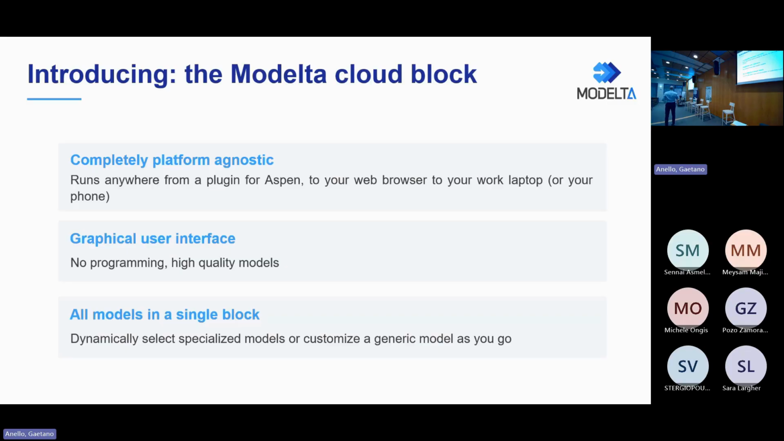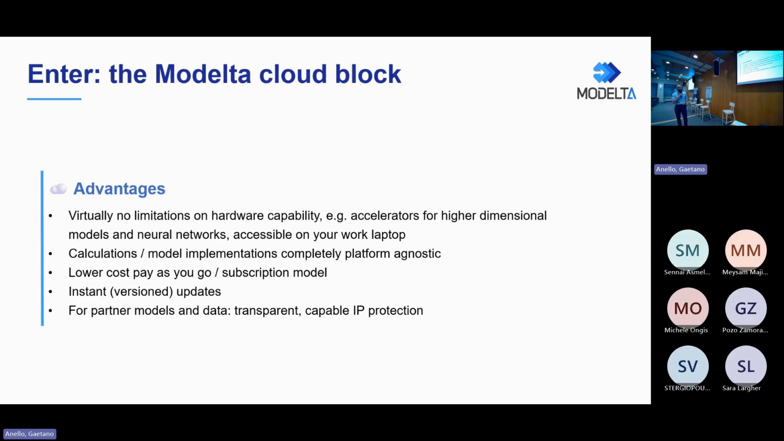So you can run it anywhere. Actually, you can even run it in your web browser if you wanted to, or on your phone, or maybe on a PLC or your fridge if you like. So you can really run it anywhere. It has a graphical user interface that you can use. You don't have to do any programming anymore. And it's all in a single block. So from our one block, you can select your Palladium model, or you can configure something yourself. Well, at least that's where we're going right now. So you don't get the whole toolbox in Aspen where you need to do all these things again.